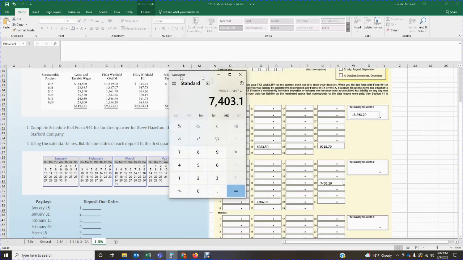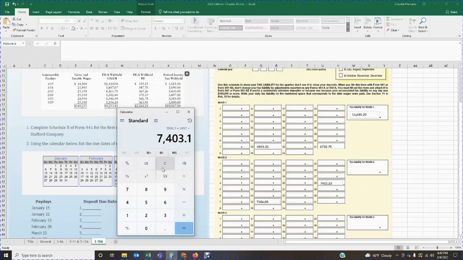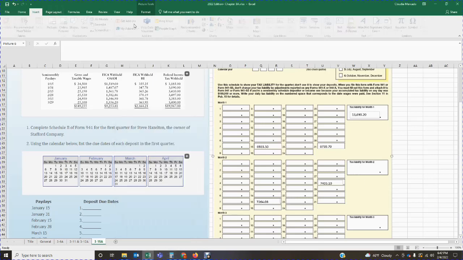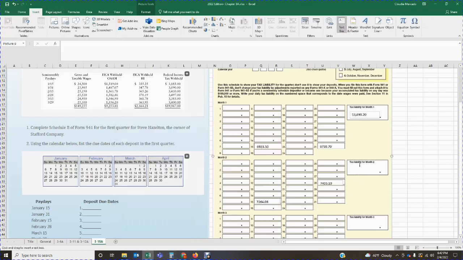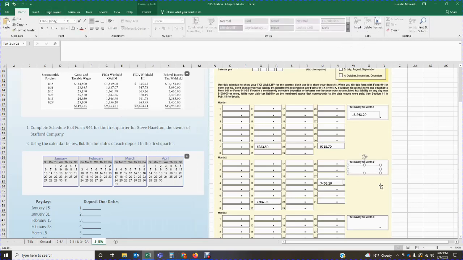This is how much taxes we owe in OASDI, HI, and federal income tax. So it'll be 7264.08 plus 7403.10. That will be 14,667.18. That is going to go in the tax liability for month number 2. So that will be 14,667.18. Okay.